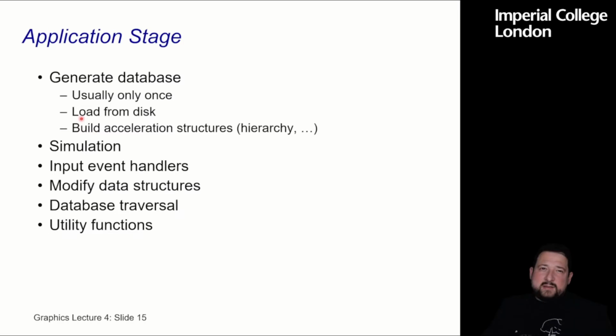And usually you also have, especially for other graphic modes, which we will talk about later in the lecture, acceleration structures like hierarchies. You would save all your octrees and other kind of very efficient data structures in that way. You would run any simulations there, input event handlers, mouse interaction, these sorts of things all run on the application stage. You would have any other sort of utility functions, they're all there.